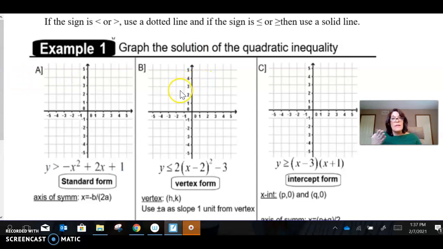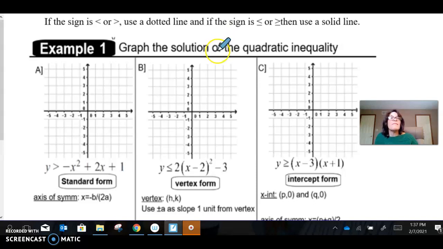Basically, it's the same rules that we did. We already did this with linear equations, y equals mx plus b, our lines. And if you remember, if we had a less than or greater than sign, we used a dotted line. If we had less than or equal to or greater than or equal to, then we used a solid line, and it's no different now.